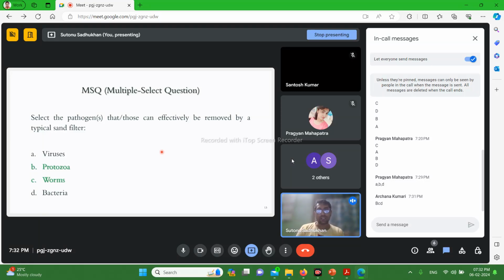So 10 to the minus 5 and 7, they are suspended kind of thing. So they are in the colloidal range. So they are not visible with the open eyes. And protozoa is also not visible with open eyes, but it has got a size bigger than bacteria. And virus is even smaller than bacteria.